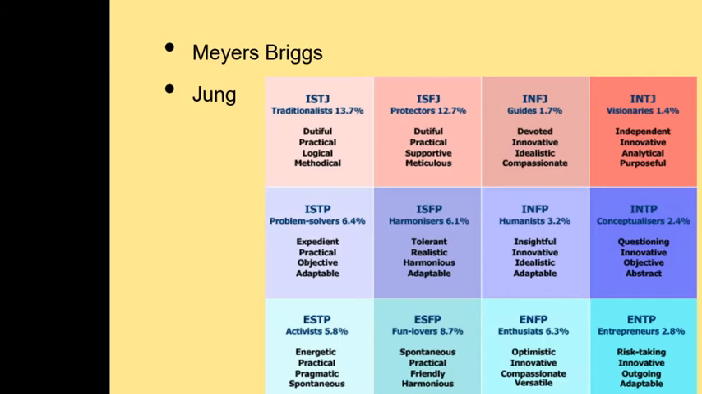The second one is S versus N, sensing versus intuition. So do you use your physical senses, your taste, sight, smell, etc., versus your gut feeling? What do you tend to use more? The third one is feeling versus thinking. So, are you more emotionally driven or more cognitively thought driven?